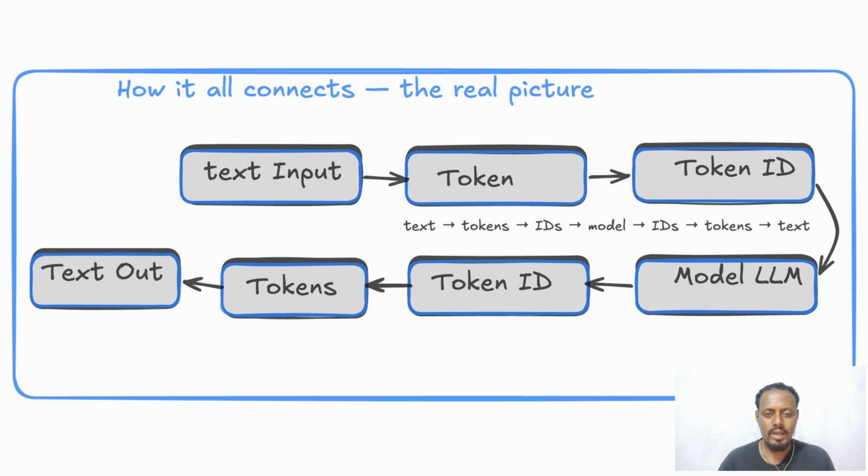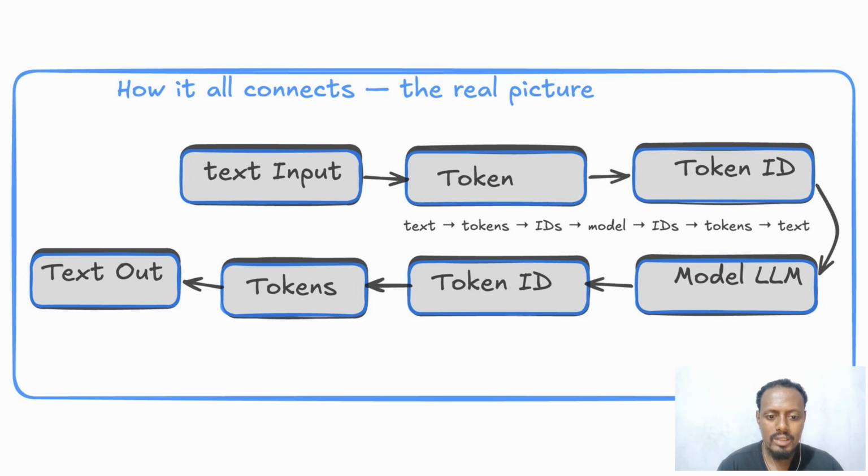So let's zoom out. Here is how it all fits together. When you type a message to an AI, any AI, it doesn't see your words. What happens is your text gets tokenized. Those tokens convert to IDs, or token IDs. Those numbers are literally the input to the model. The neural network processes the numbers and produces a sequence of numbers back. These numbers are decoded back into tokens, and the tokens are assembled back into text. That is what shows up on your screen.